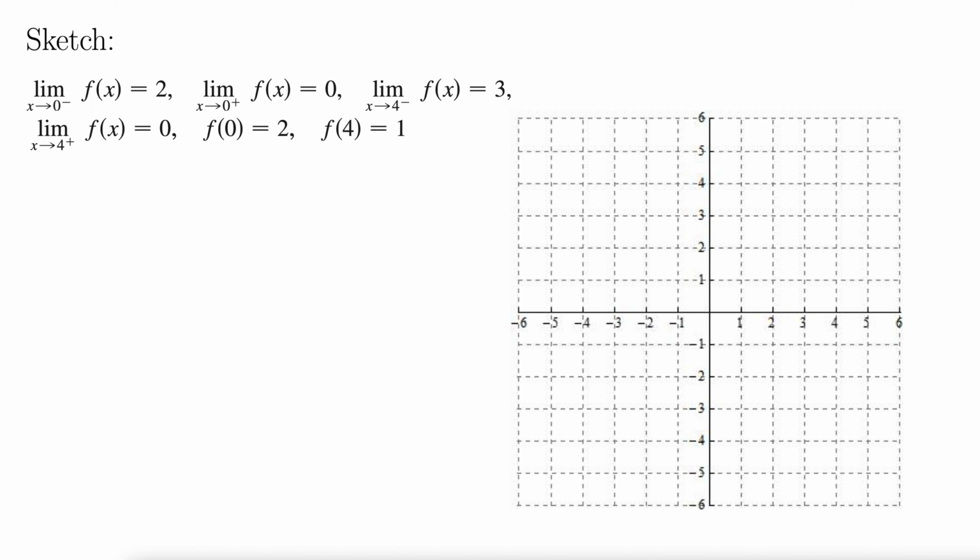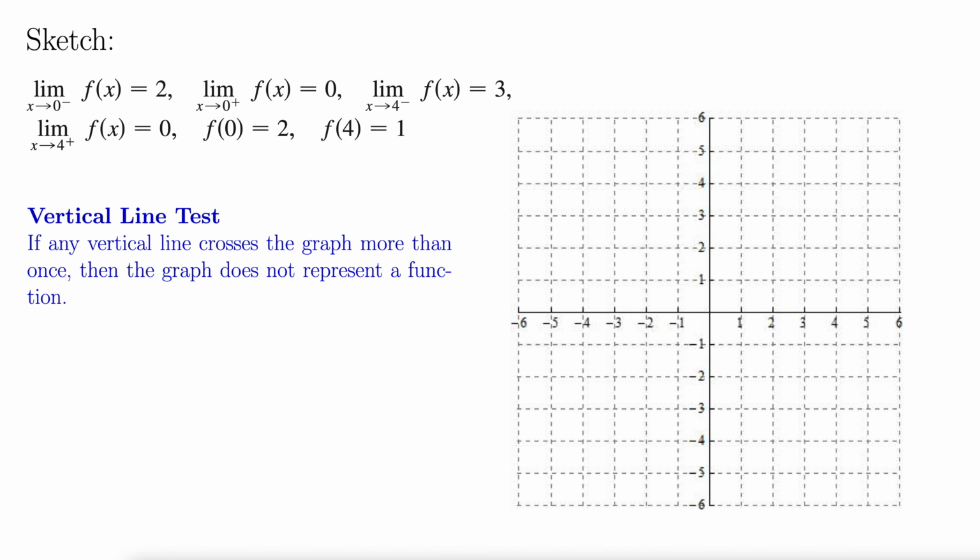Before you try this, I'm going to give you one hint. Use the vertical line test to make sure that your final graph is that of a function. So run some vertical lines across it and make sure that nowhere on your graph can any vertical line cross it twice. Alright, so pause the video, give this a shot, and then we'll compare notes.